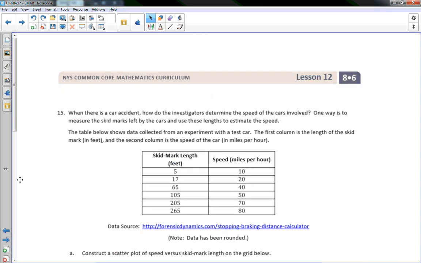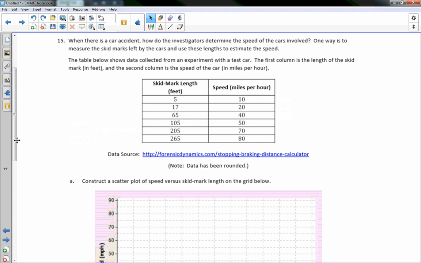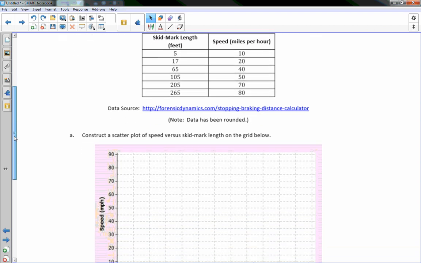Okay. Number 15. When there is a car accident. Okay, so now problem 15 is talking about car accidents. When there is a car accident, how do the investigators determine the speed of the cars involved? One way is to measure the skid marks left by the cars and use these lengths to estimate the speed. The table below shows data collected from an experiment with a test car. The first column is the length of skid marks in feet, and the second column is the speed of the car in miles per hour.